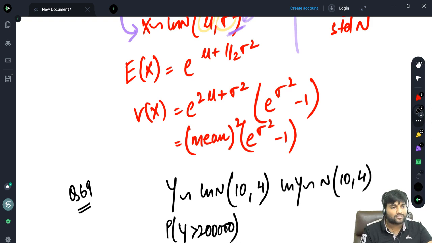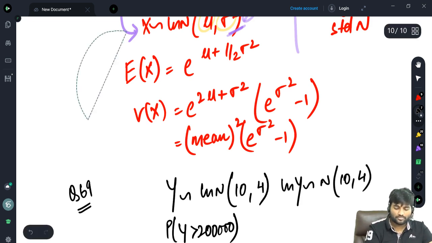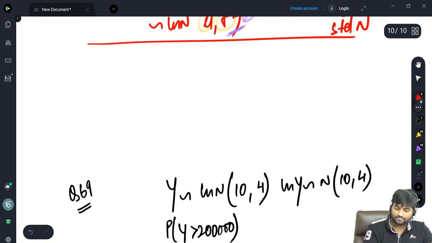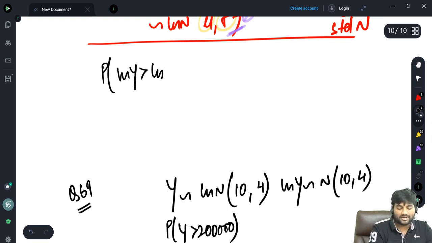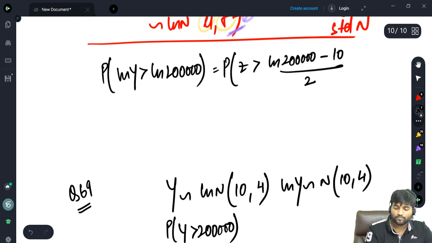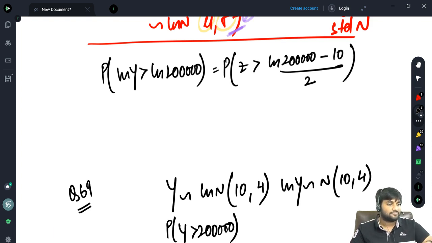So take log on both sides. So ln y follows normal, and then convert it to a standard normal. So probability ln y is greater than ln 2 lakh is equal to probability z is greater than ln 2 lakh minus 10 by 2. Now solve and get the answer.